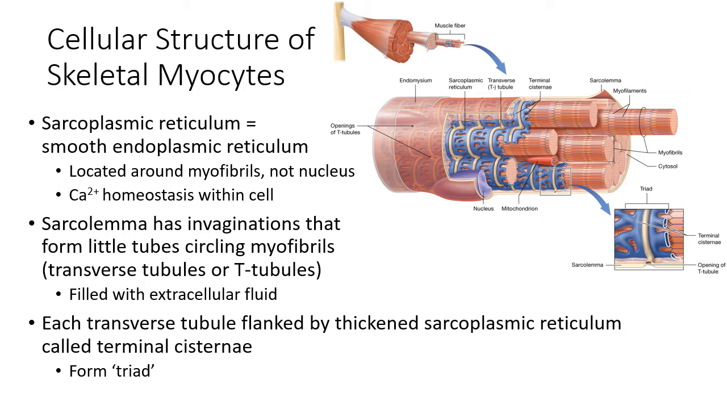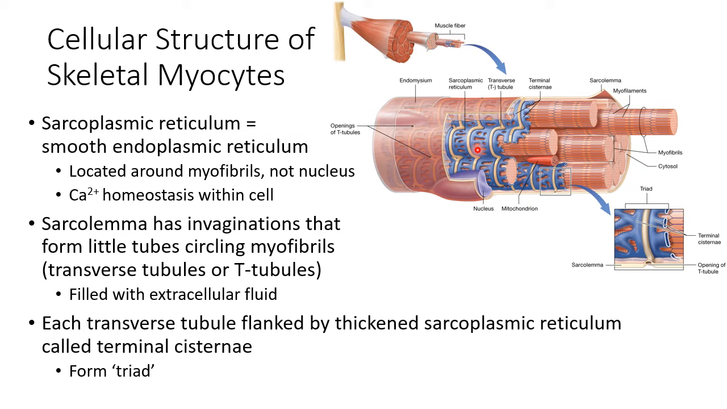Then you have the sarcoplasmic reticulum, which is a specialized type of smooth endoplasmic reticulum that you would have in a normal cell. So in a normal cell, the smooth endoplasmic reticulum is involved with synthesizing lipids and transporting them to where they need to go. In the muscle cell, it has a different role. It stores calcium.